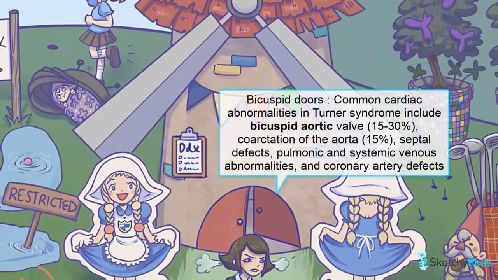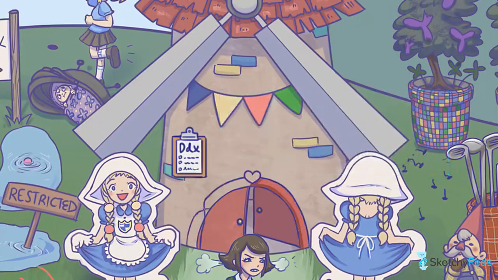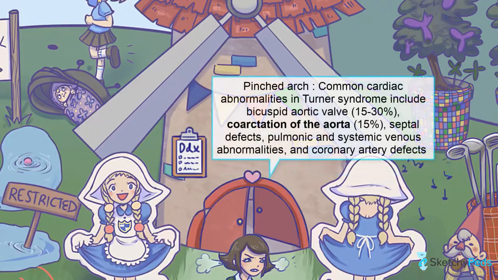The most common is a bicuspid aortic valve, seen in 15 to 30%, which is represented by the bicuspid doors in the windmill, or coarctation of the aorta, seen in 15%, which is depicted by the constricted arch over the windmill's doorway. Other aortic arch abnormalities are very common, with an elongated transverse aortic arch seen in up to 40 to 50% of patients with Turner syndrome.